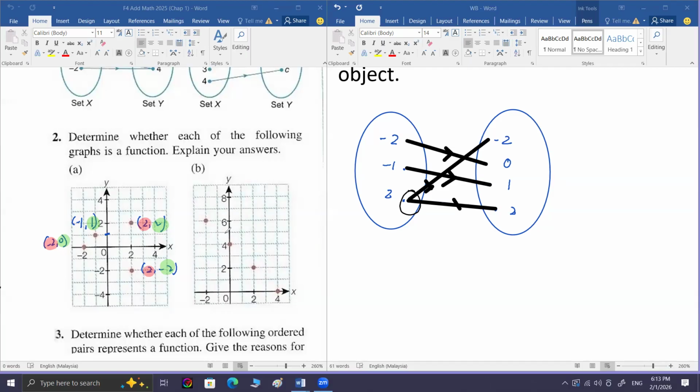Okay, 2A right now: not a function. Up to you, you can follow 1B to explain. Element 2 has more than one image. Or you can explain that it is a one-to-many relation. Got it? Okay, you have a try at B and C, 2B. Up to you, you want to make an arrow diagram to see the relation, or you just get it from there, up to you.